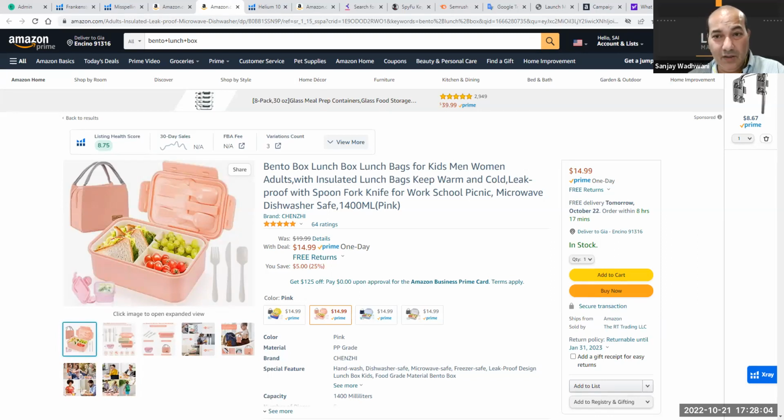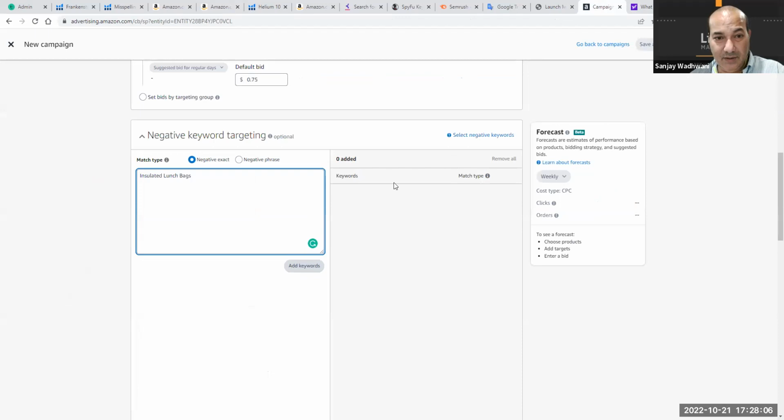product. So we're going to go under Amazon Central, and instead of doing negative exact, we're going to choose negative phrase. And here we're going to write stainless steel, plastic, whatever you think is not relevant to your product. Wood, the product is not made of wood.